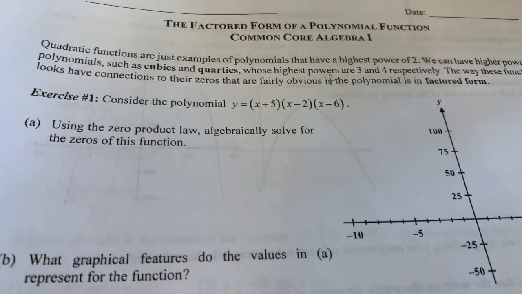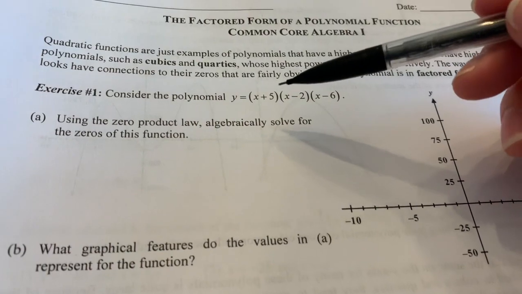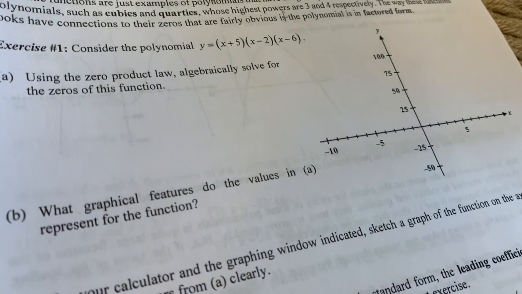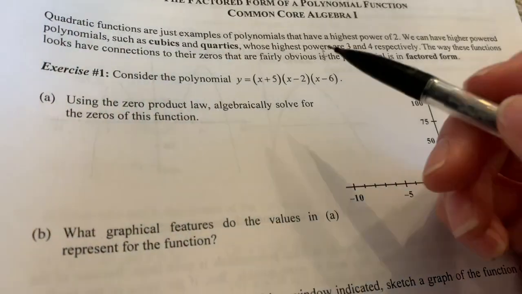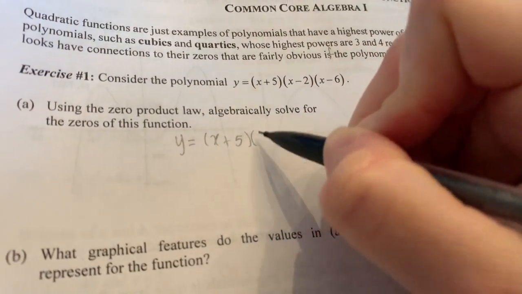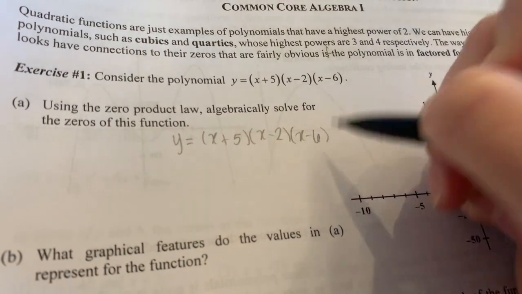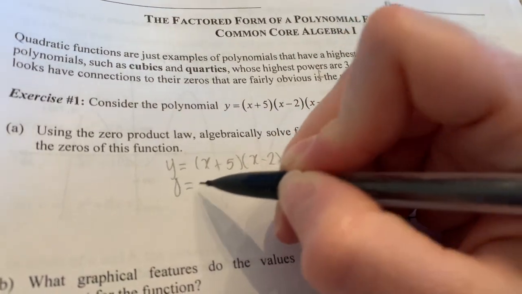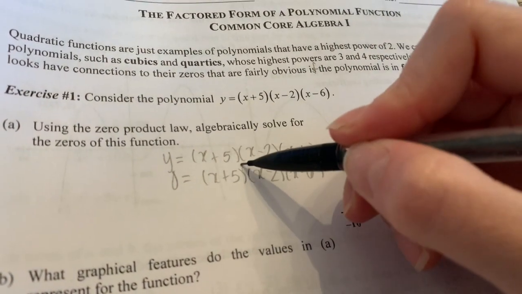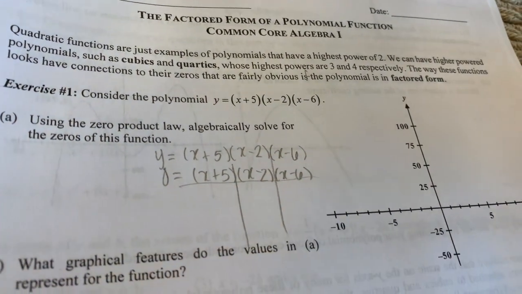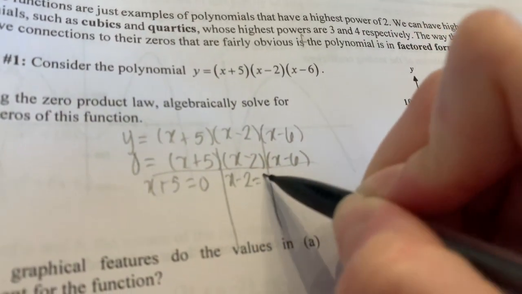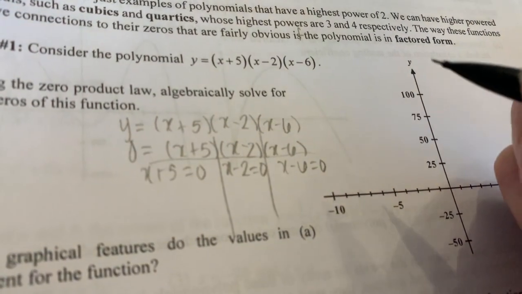Okay, so for exercise number 1, we're going to look at this polynomial, x plus 5 times x minus 2 times x minus 6, and we're going to use the zero product law to algebraically solve for the zeros. So it's already factored for us, so all we have to do is find the zeros by setting each piece equal to 0. So instead of y, we're going to have this equal to 0, and we're going to break it up just like we did in the previous lessons. So this is x plus 5 equals 0, this is x minus 2 equals 0, and x minus 6 equals 0, and we'll solve for each one.